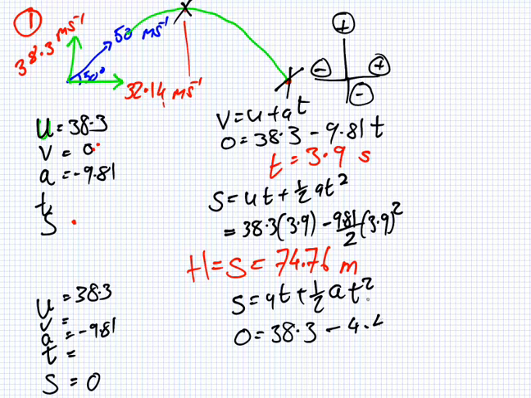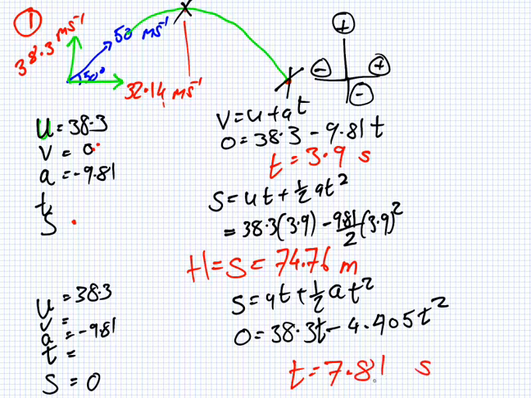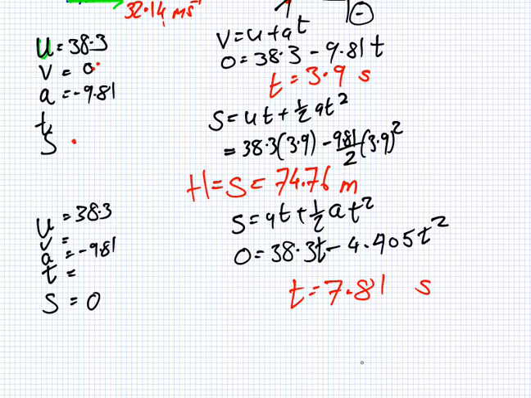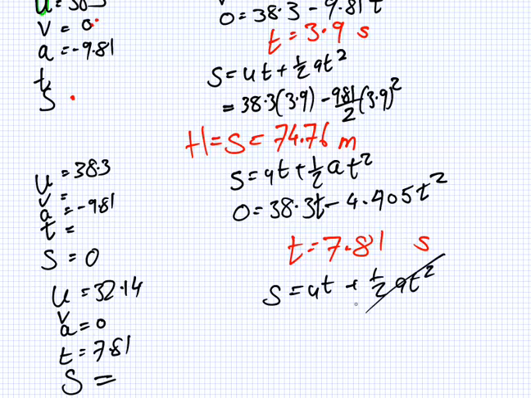So I'll use my formula, S equals UT plus a half AT squared. So I get 0 equals 38.3 T minus a half of A, so that's 4.905 T squared. Alright. So here, I think this is what you got, Amanda, 7.81 seconds.